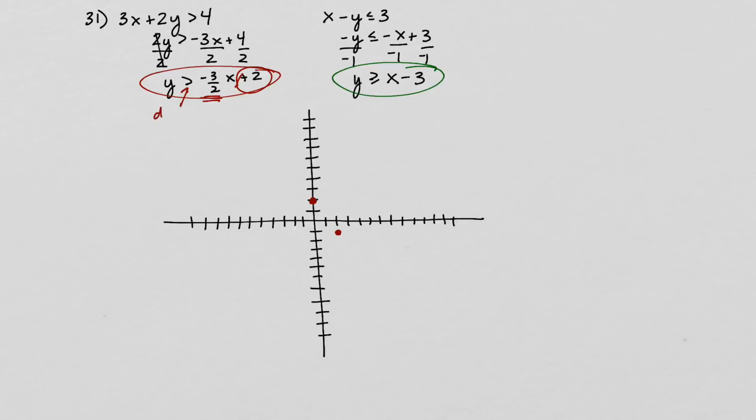This here is telling me it should be dashed, and I should shade above. So we're going to make a dashed line between these 2 points. And we're shading above that line. So we're talking about this part here.